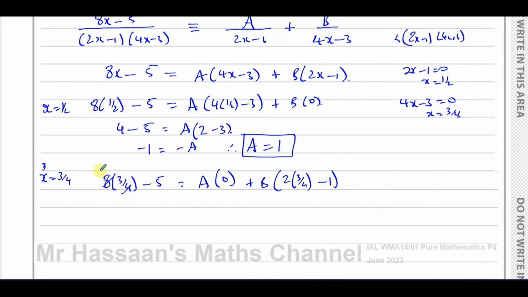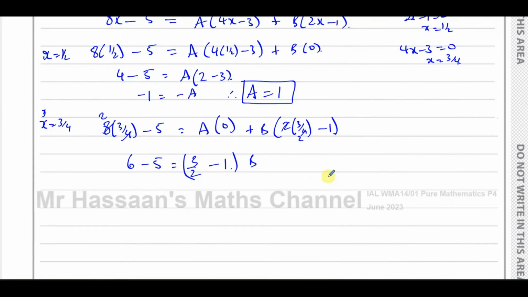That will be 6 minus 5 equals, that's 0, that's gone. And that's going to be 2 times 3/4. So the 2 and the 4 cancel, leaving you with 2. So it's going to be 3/2 minus 1 times b. That's how much b you'll have there. So this is going to give you 1 equals, now 3/2 minus 1 is a half. Therefore, b is going to be equal to 2.